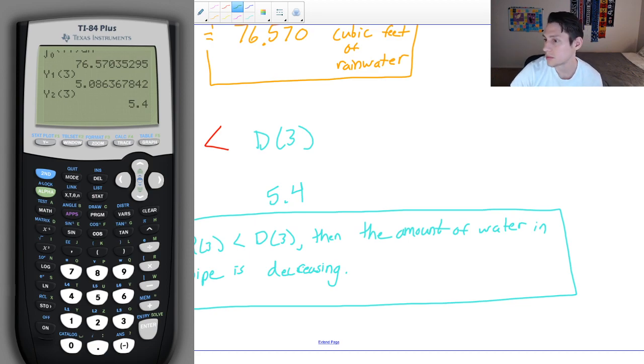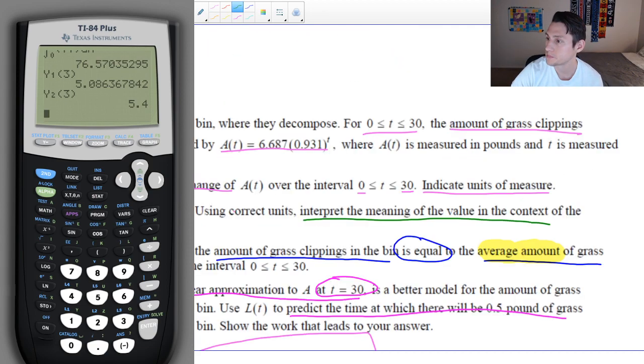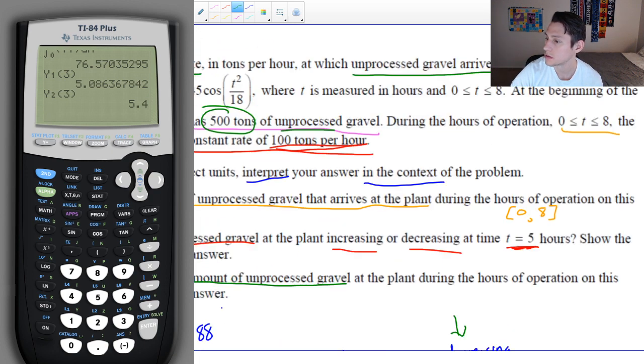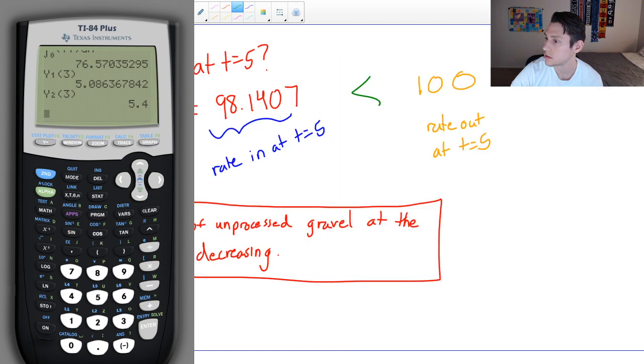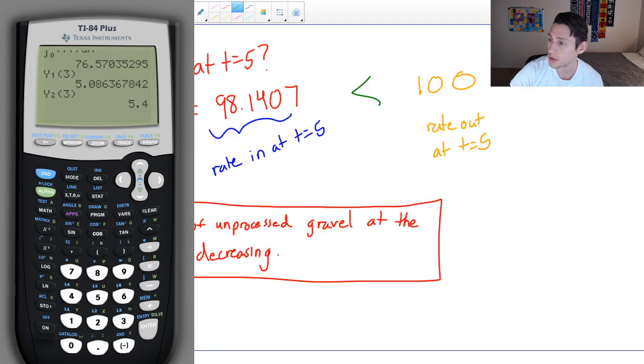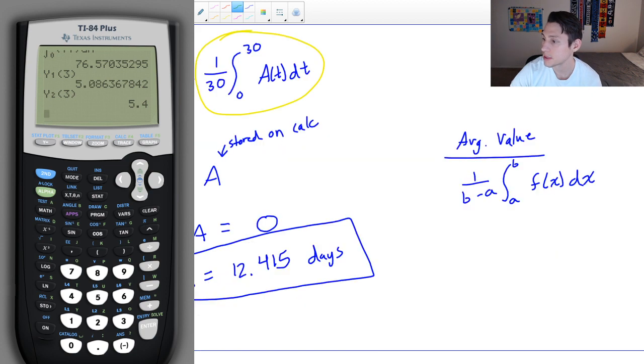Again, we had a very similar problem yesterday when we were talking about, which one was it? Yeah, part C for number 2, is the amount of unprocessed gravel increasing or decreasing. So we just compared the rate in compared to the rate out. So same thing happened here. The rate in was lower, so that means the amount is decreasing. It's the same answer that we get here.